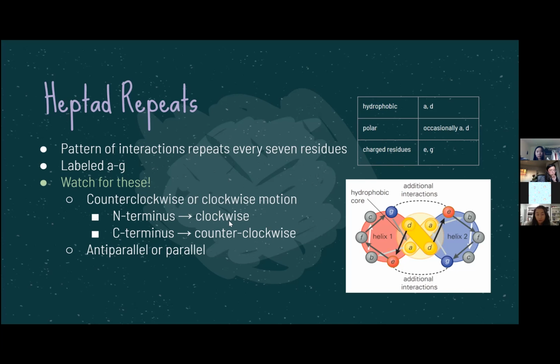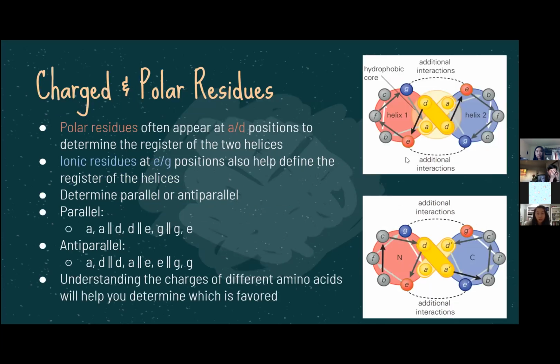A couple things to watch for whenever you get questions about coiled coils. Firstly, make sure to note whether you're labeling this clockwise or counterclockwise. You'll know this by whether it says the N-terminus is on the top or at the bottom. Then also note if they are antiparallel or parallel. On the next slide, we'll see how these two interactions look different if it's parallel or antiparallel.